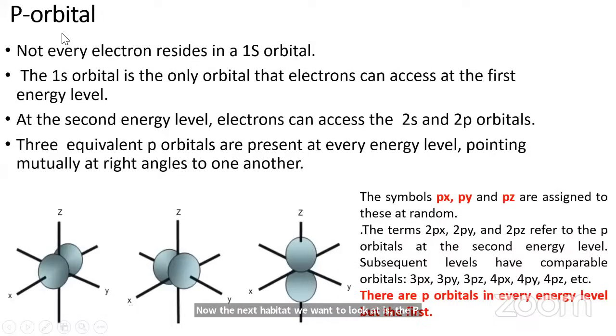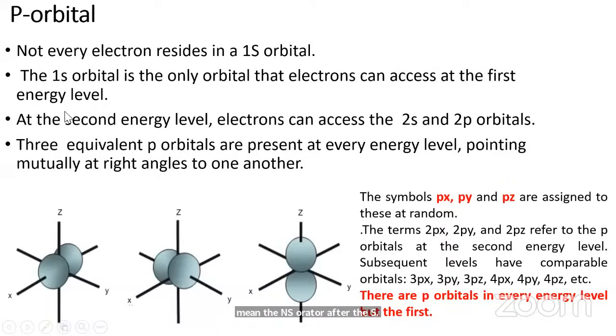Now, not every electron will reside in the 1s orbital because, as the number of electrons increases, we know from our elementary chemistry that each s orbital will accommodate a maximum of 2 electrons. So as the number of electrons increases, that is, in terms of increase in atomic number, it means that we need another orbital that electrons will reside in.